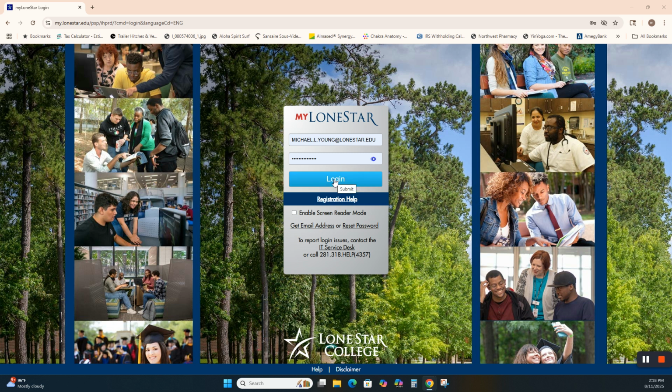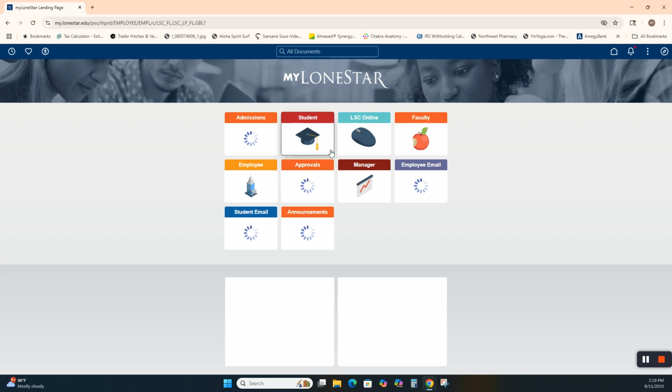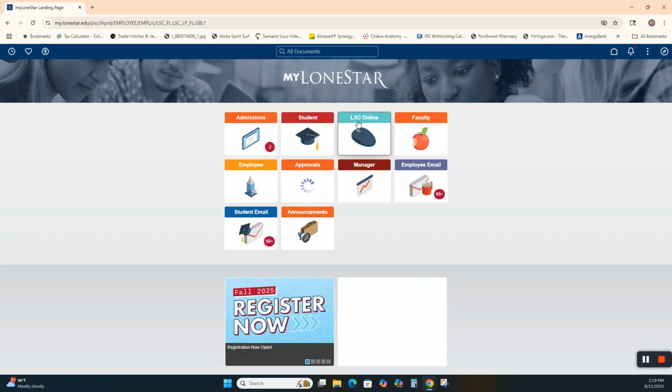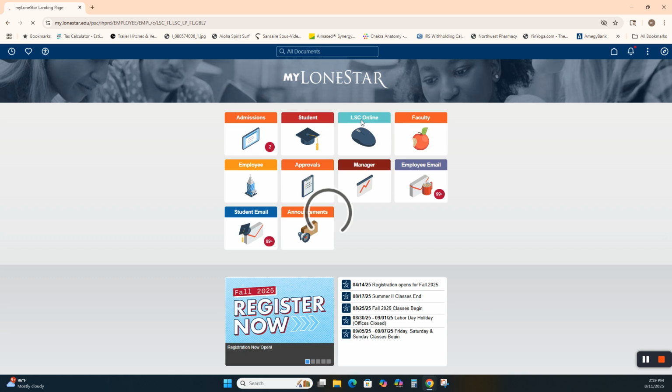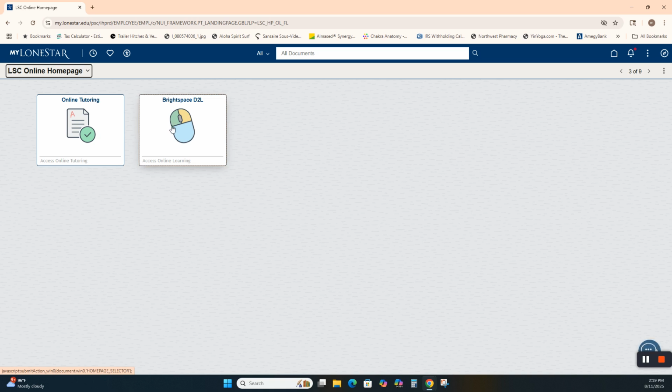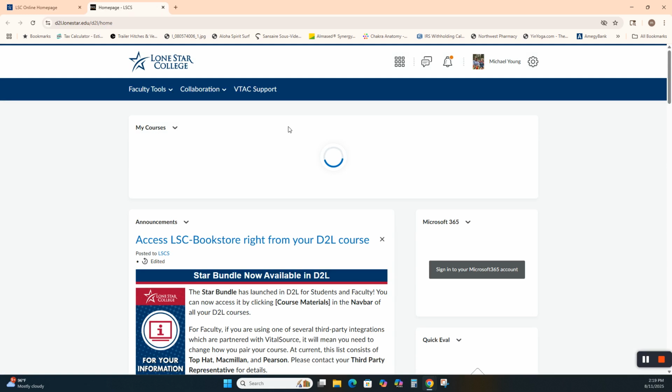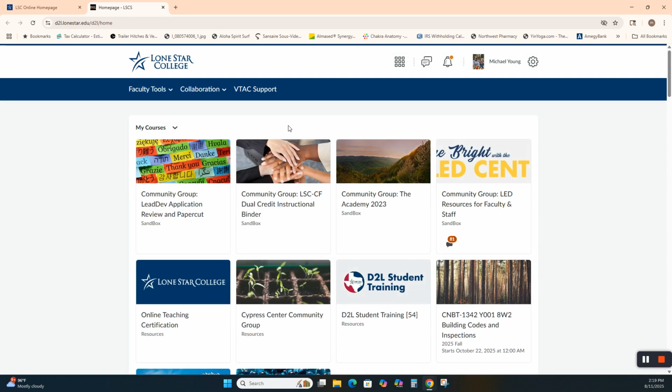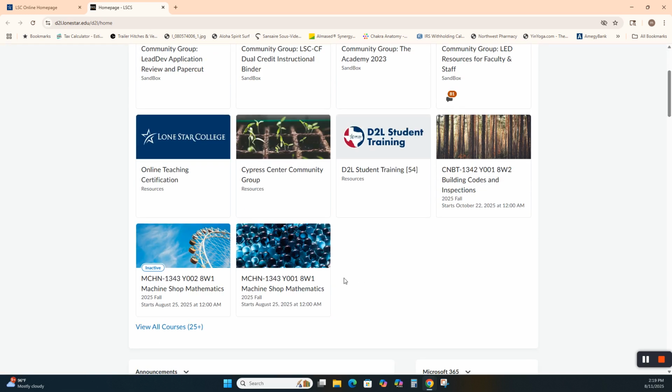Alright, here's the login. So we log into my Lone Star. Go up here to LSC Online. Your screen's probably going to look different than mine. Go to Brightspace. There are several ways to get into this thing, but all right. So I've got all kinds of stuff, see, but yours will look different than mine.